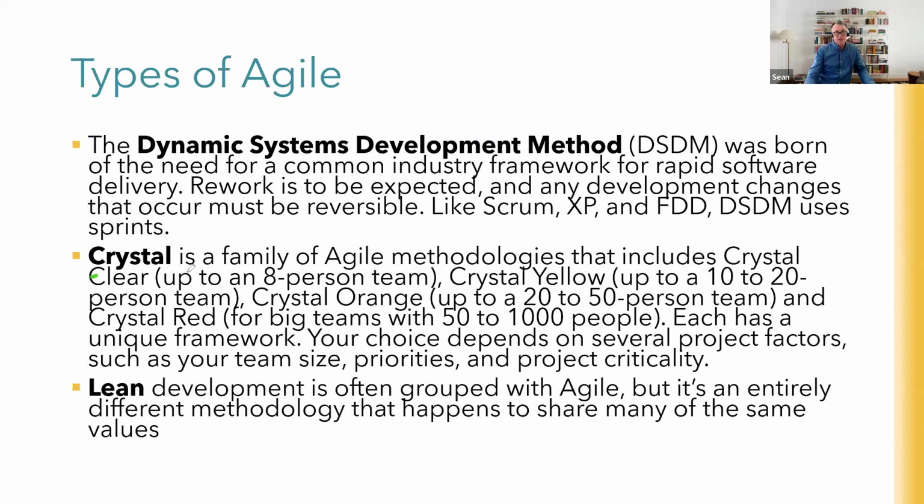As I mentioned before, Crystal is a particular approach to Agile, which is scalable. So you have Crystal Clear, which is up to 8 people in a team, the Scrum team. Crystal Yellow, which is an Agile methodology for a 10 to 20 person team. Crystal Orange, specific Agile approach for a larger team, 20 to 50 person team. And Crystal Red for big teams of 50 to 100,000 people.